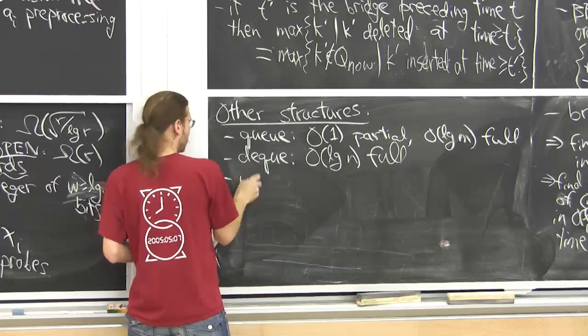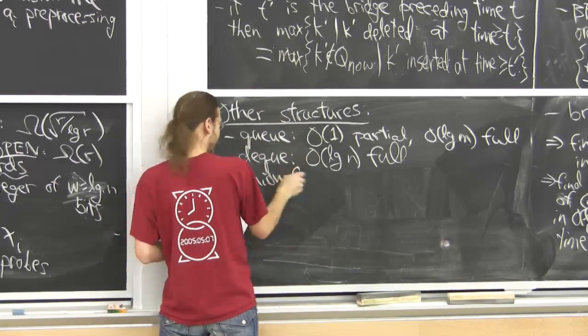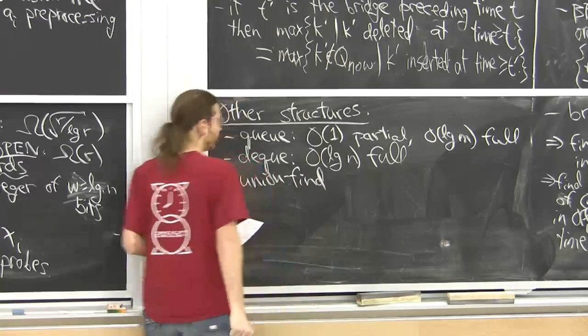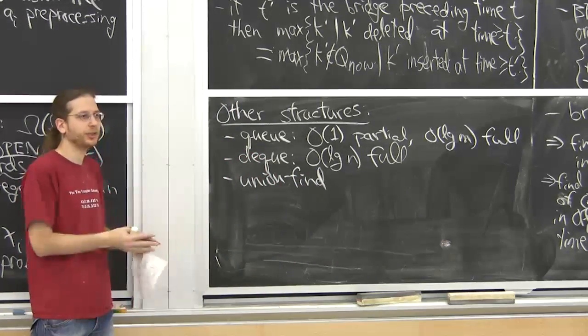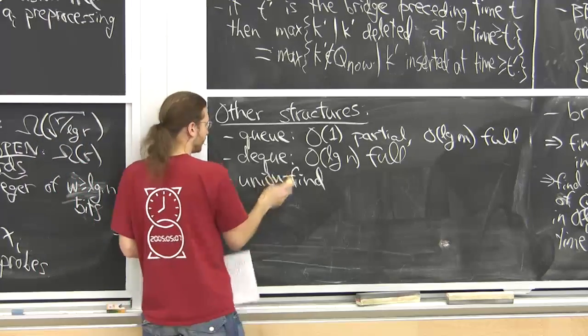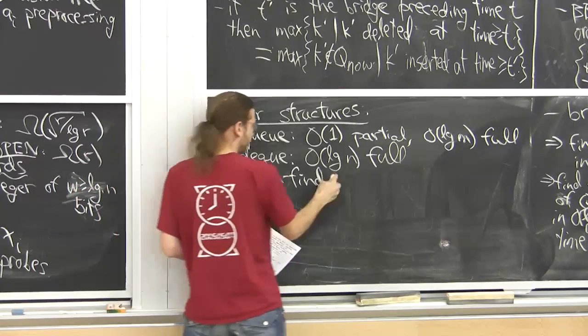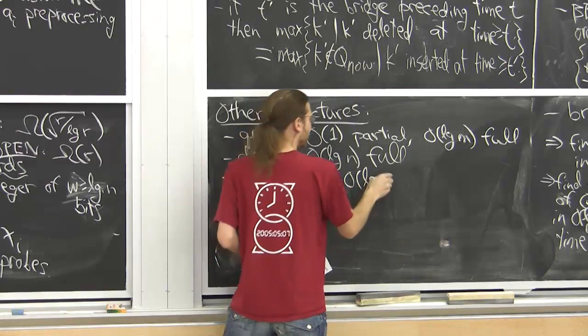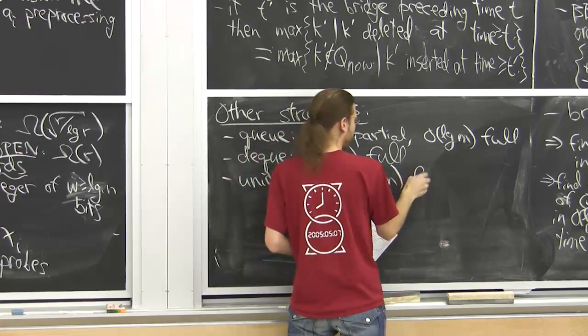For union find, you have a bunch of sets. You want to be able to take their union, and given an element, you want to know which set it's in. It's sometimes taught in 6.046. The best thing we know is log m fully retroactive.